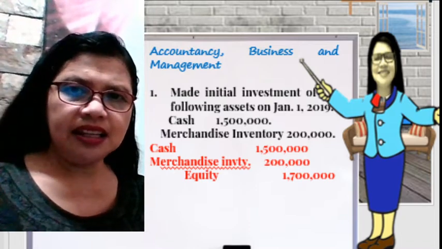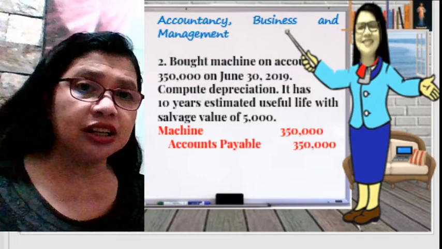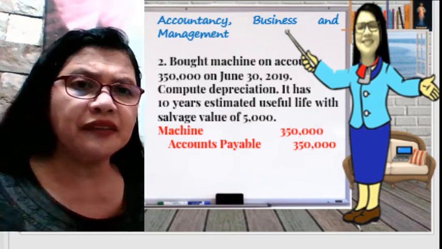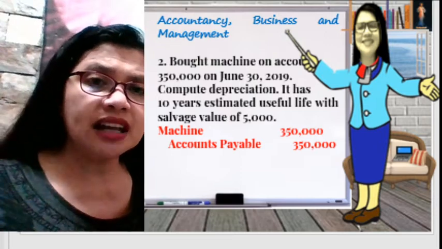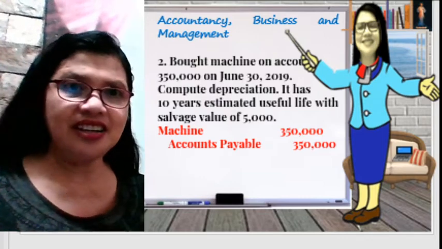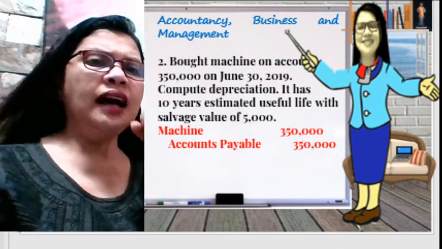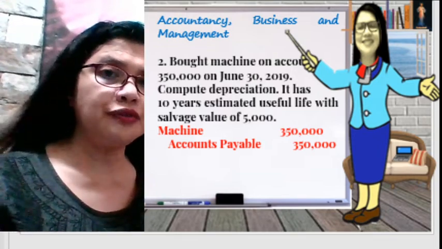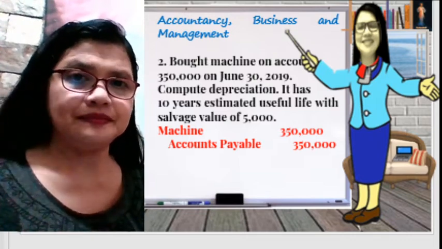1,700,000. Okay, next. Bought machine on account, 350,000 on June 30. So on June 30, they bought machine, and it says here we have to compute depreciation. It has an estimated useful life of 10 years with a salvage value of 5,000. We will compute the depreciation at the end of the year, okay? But for now, we have to acknowledge the addition of an additional asset in the form of machine. So you debit 350,000 for machine, and since it was bought on account, we credit an accounts payable.